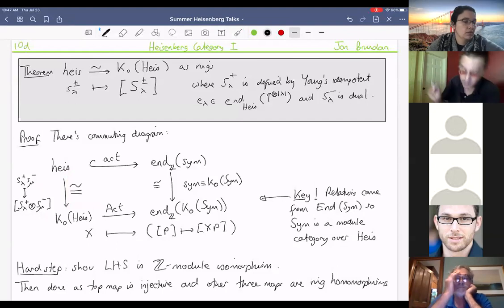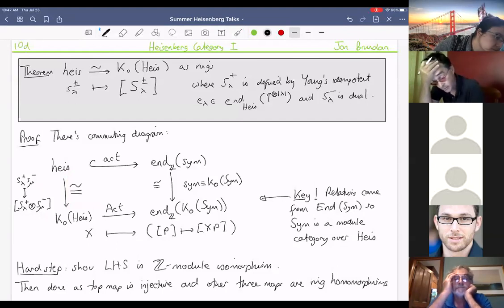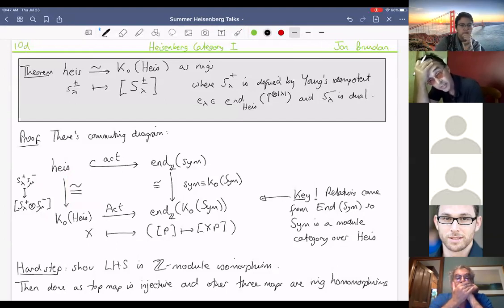This top map is injective. This action of the Heisenberg algebra on symmetric functions, which is often called the Fock space, is faithful. So given everything else, that means that map is injective. And because the other three maps are algebra homomorphisms, it follows that the left-hand map is actually an algebra isomorphism, and that proves the theorem. So all we've got to do is this hard step: prove that this left-hand map, a Z module homomorphism, is actually a Z module isomorphism.